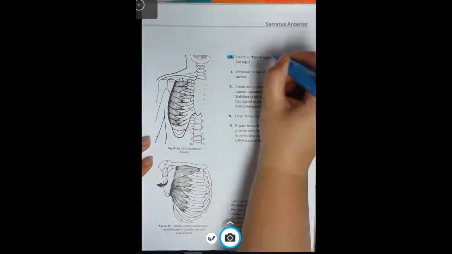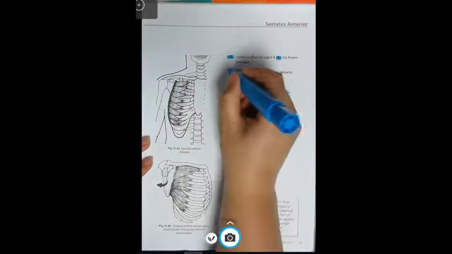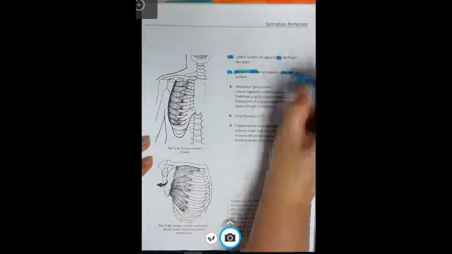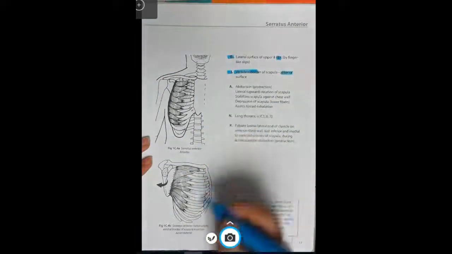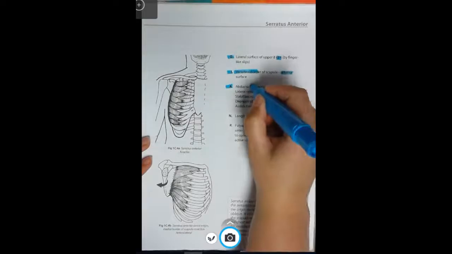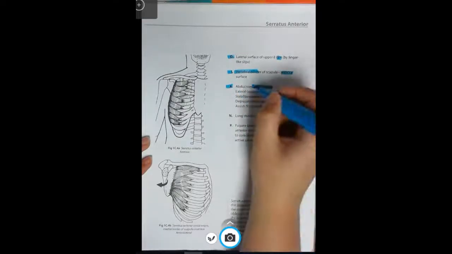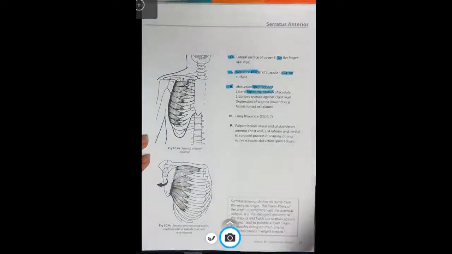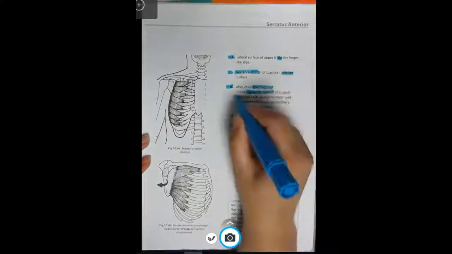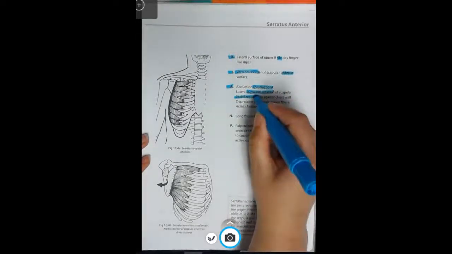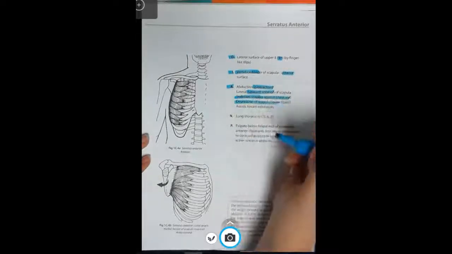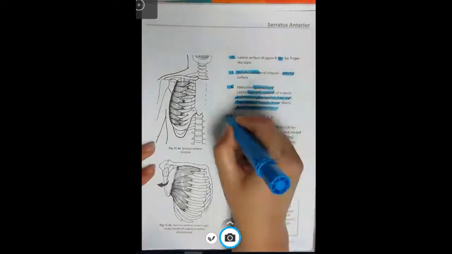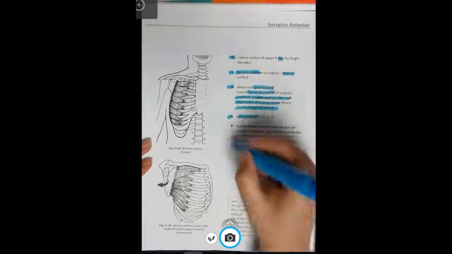Origin, we are on the ribs. Insertion, we're on the vertebral border. Make sure you pay attention to the anterior surface. And then our actions: we have protraction, also known as abduction, and upward rotation. I won't use lateral, I'll stay towards upward rotation. We stabilize the scapula to the chest wall. We do depression, and then we can also assist in blowing out. And your nerve is the long thoracic nerve.